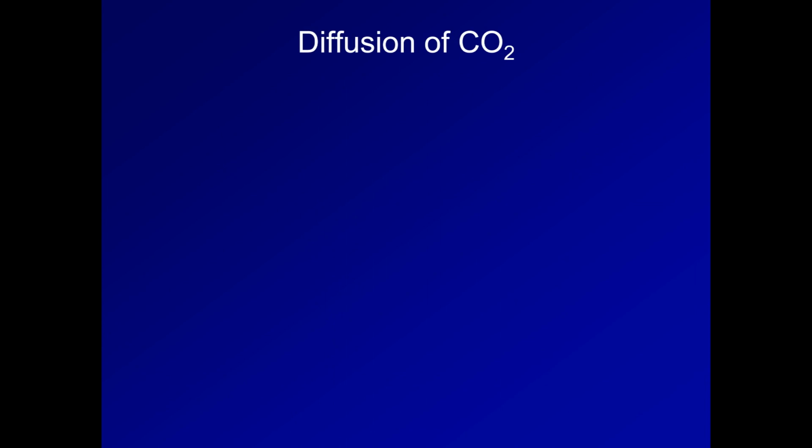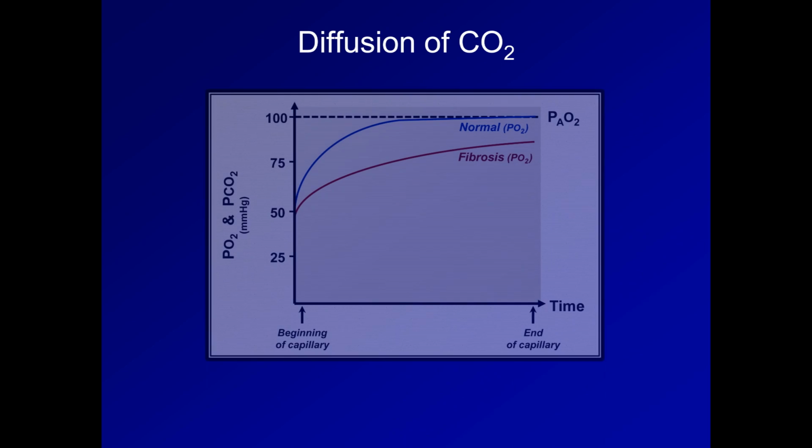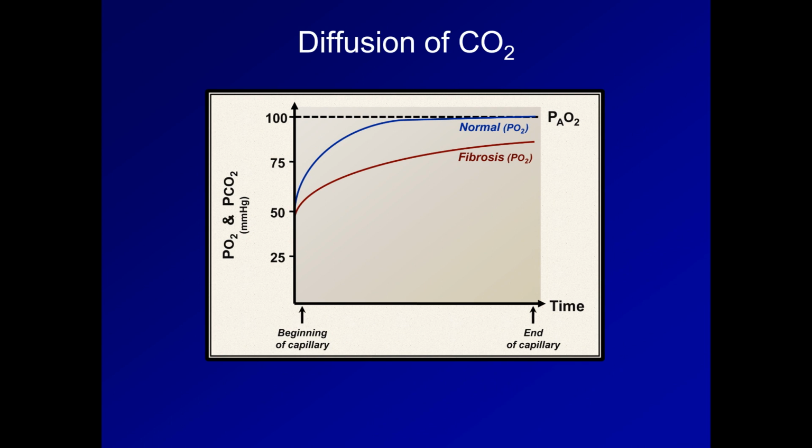You might be wondering how states of impaired diffusion impact carbon dioxide. For comparison, here is our graph for partial pressure of oxygen under normal conditions. Here is P big A CO2, which would determine the pressure gradient driving the diffusion of carbon dioxide. And here are the curves for the partial pressure of CO2 in the capillaries, as seen both in normal lungs as well as in fibrosis.